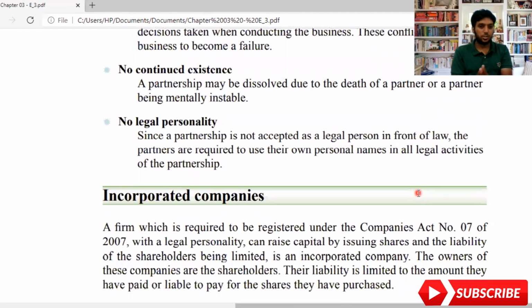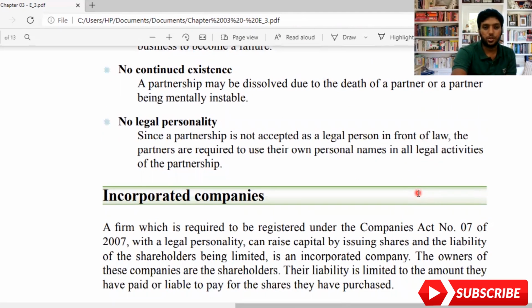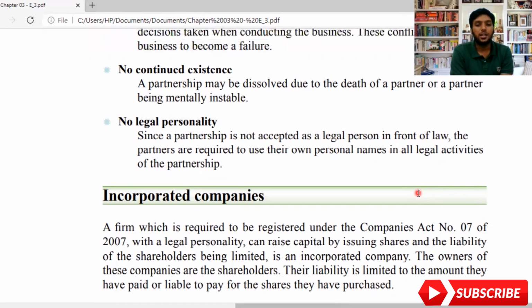Let's move on to the next topic, incorporated companies. What is an incorporated company? Okay, let me explain to you. An incorporated company is a company registered in Sri Lanka under Act number 7 of 2007 with a legal personality, so you are not the one who's going to get caught. Your business is going to get caught.